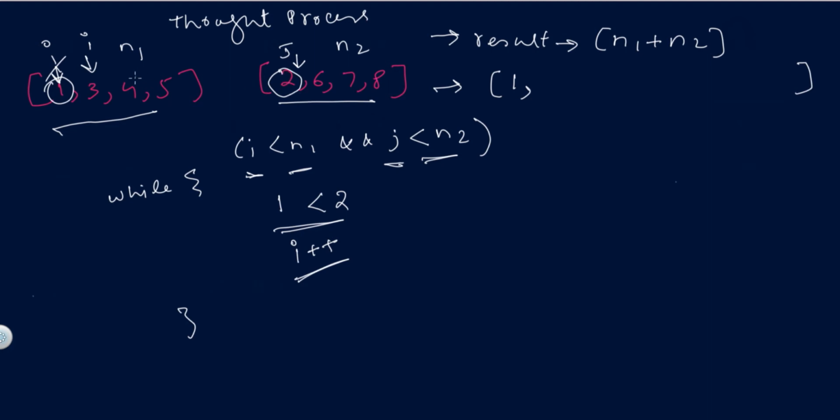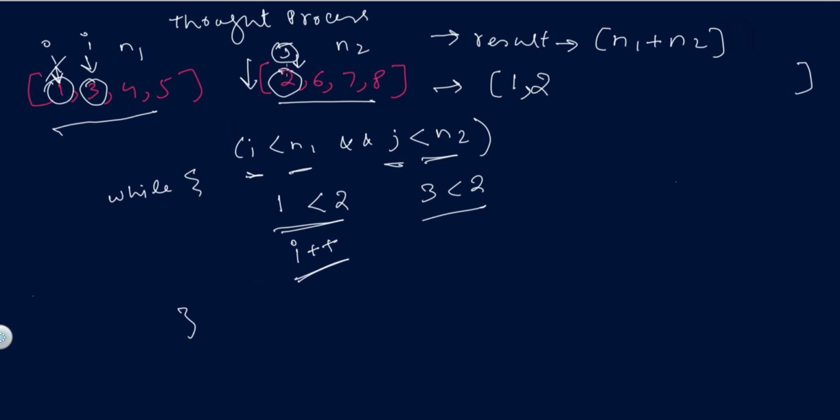So we will compare again: is 3 less than 2? We will iterate again. As 3 is less than 2 will not hold, because 3 is not less than 2, in this case j will be incremented and we will push the integer value 2 into our resultant array.